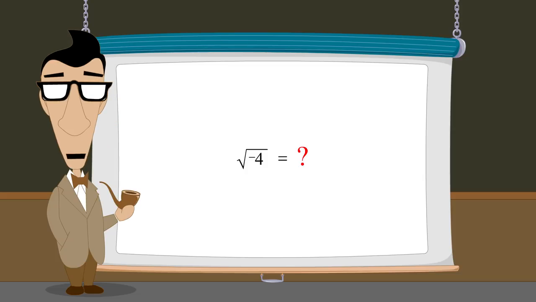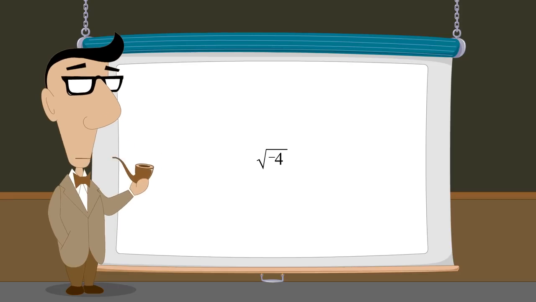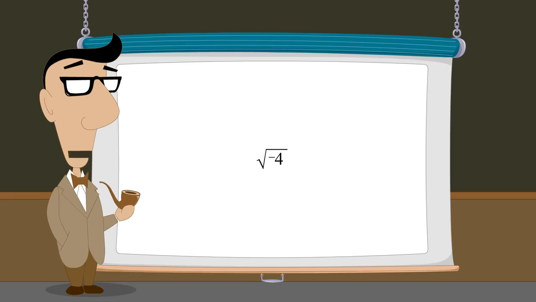However, in the next lecture, we will introduce an extension to the real number system that allows the square root of negative numbers to be represented. This extension is created by a mysterious new set of numbers called imaginary numbers.